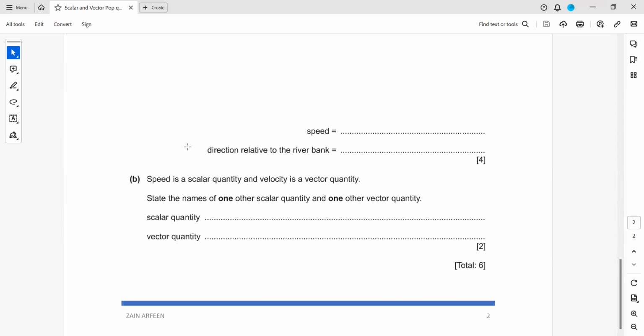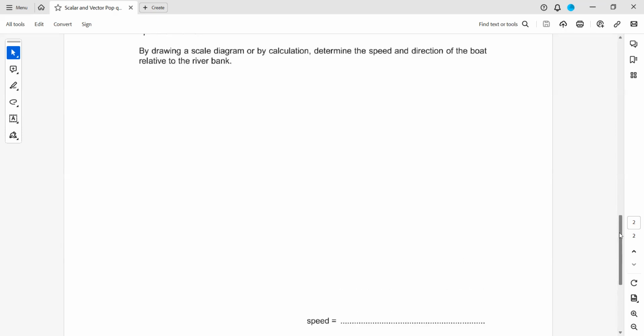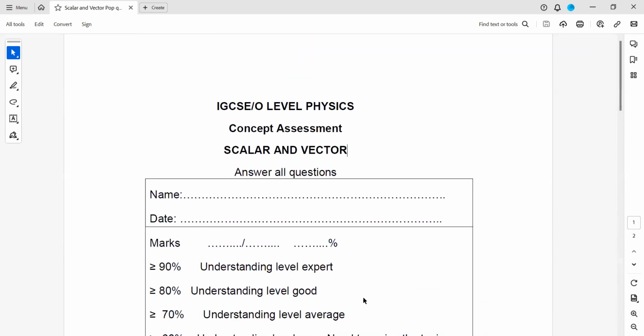Speed is a scalar quantity, velocity is a vector quantity. State the name of one scalar and one vector. So other than speed, you can mention time, and for a vector quantity you can mention weight. Many examples are there. You can also mention momentum, as we discussed in the last session. So this was about the pop quiz, which was related to scalars and vectors.